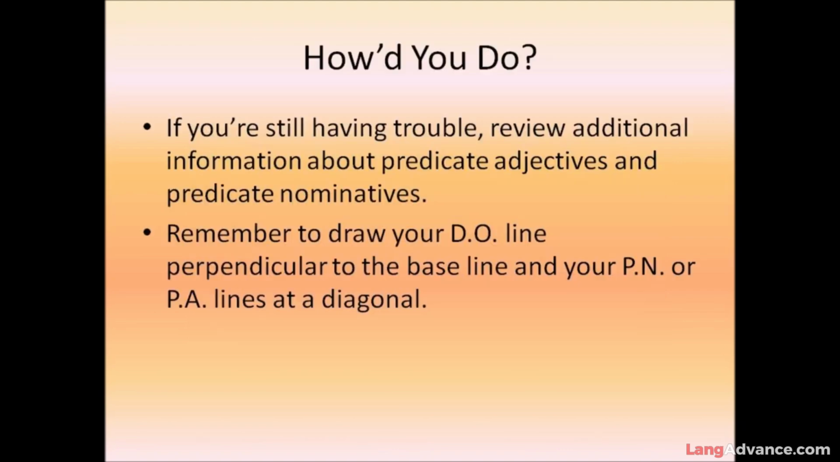So how did you do? If you're still having some trouble, review additional information about predicate adjectives and predicate nominatives. Remember that although the direct object and the predicate adjective or nominative are similar and they work in a similar manner in the sentence, you do need to distinguish between the direct object and the predicate nominative or adjective. You can do that by identifying that you have a linking verb in the sentence, and also you have to remember by drawing your direct object line perpendicular while you draw your predicate nominative or predicate adjective line at a diagonal.